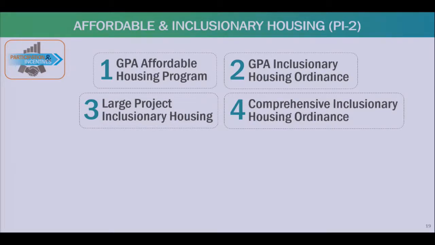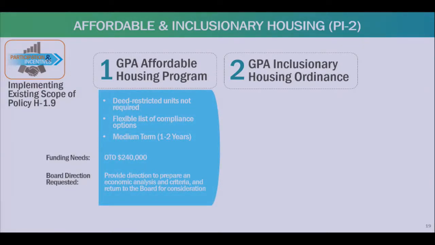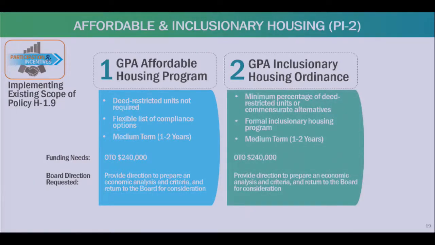4 options for inclusionary housing have been prepared. The board can choose one of these options. The first 2 options are consistent with Policy H 1.9 and would apply to large general plan amendments. Option 1 would require large GPAs to include an affordable housing component. This option would not require deed-restricted affordable housing, but would require that a project incorporate opportunities for affordable units, such as a variety of unit sizes, accessory dwelling units, retrofitting of existing off-site affordable units, or making land available to nonprofits for affordable housing.